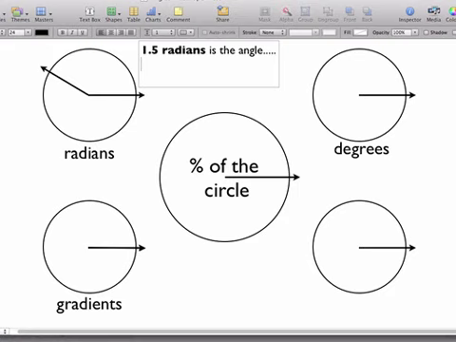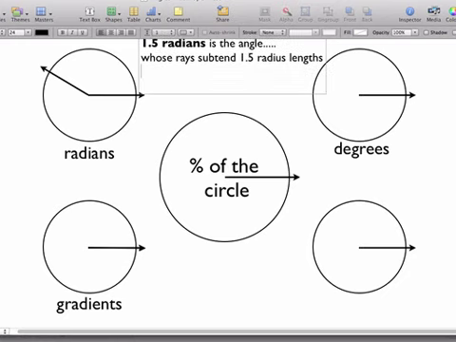That subtends 1.5 radius lengths of a circle. And what does this word subtend mean? Cut off. Yeah, so if you set the vertex on the center and then you let the rays shoot out, they'll cut off an arc length, right? That's what subtend means. So it's the angle whose rays subtend 1.5 radius lengths of arc length. That's right.